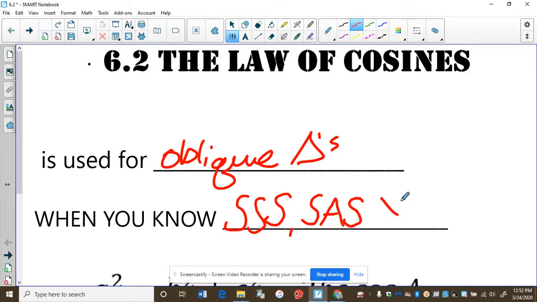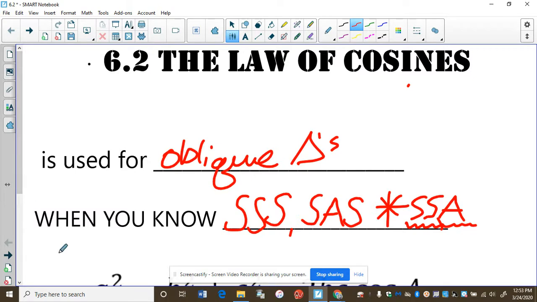Now, we've had this situation come up, right? And we talked a little bit about this with the law of sines, the side side angle, or what I refer to as the ambiguous case, right? We can use the law of cosines for an ambiguous case triangle. We're going to look at that in a future video here.